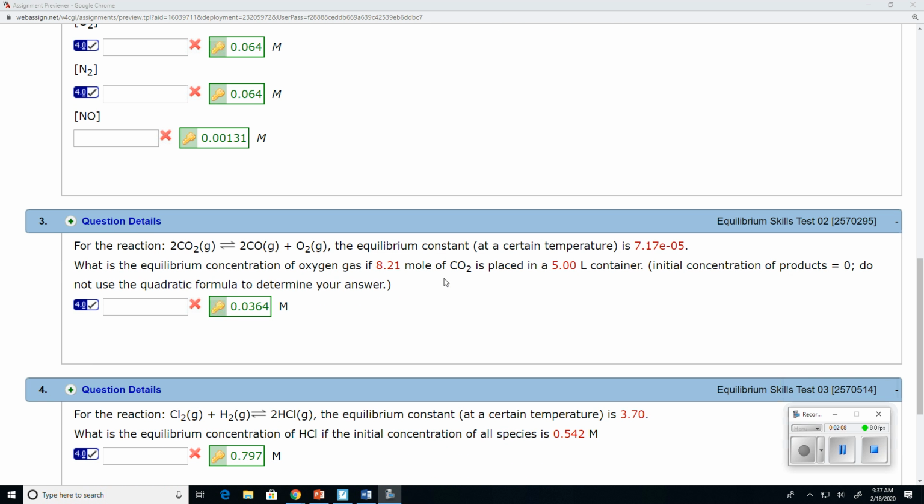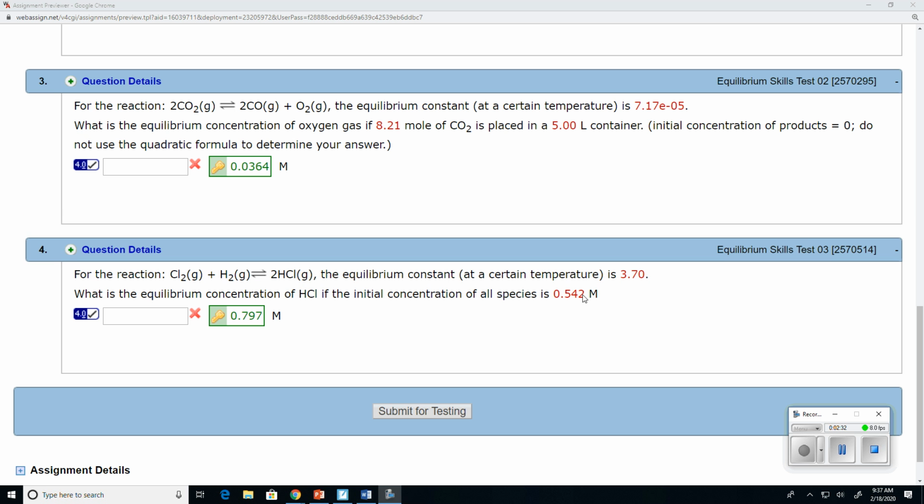The number 1 issue I see with this third problem is remember that equilibrium is the concentration of the products divided by reactants. So when I give you the moles and the liters, make sure you divide those two to get a molarity to start with. Then you can do your equilibrium math from there. Again, this one's going to be a little bit trickier as well. But at the same time, once you know the molarity, you should be able to solve from there.